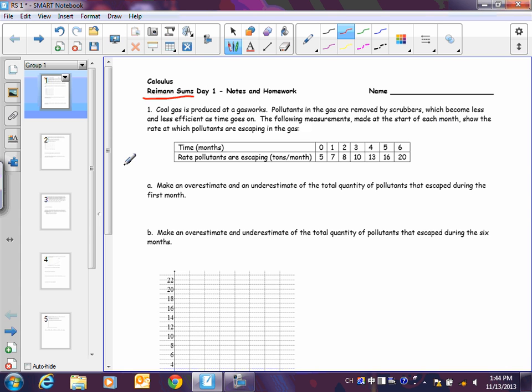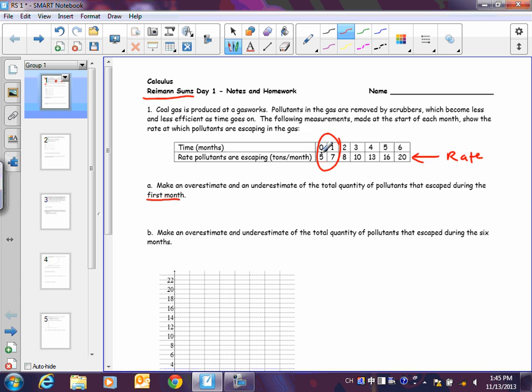The first thing they ask us to do is to make an overestimate and an underestimate of these pollutants. This right here is a rate. What we're going to be doing is kind of going backwards from that. They're asking us something where our answer isn't going to be tons per month. Our answer is going to be just this many tons, during the first month. So we're just going to take one thing at a time, and then we're going to see how we do it for more data.